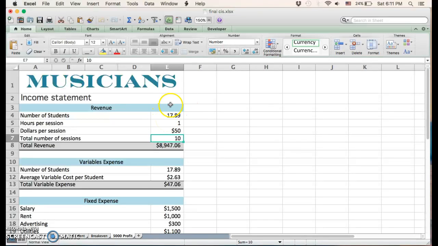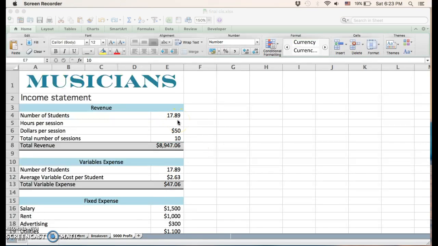So in this kind of situation, it sounds more likely where 18 students come in a month to learn to play the violin, because before we needed 83 students, and I don't think there's 83 students coming in every month to learn the violin. So that's how you use Solver for the income statement on Excel.